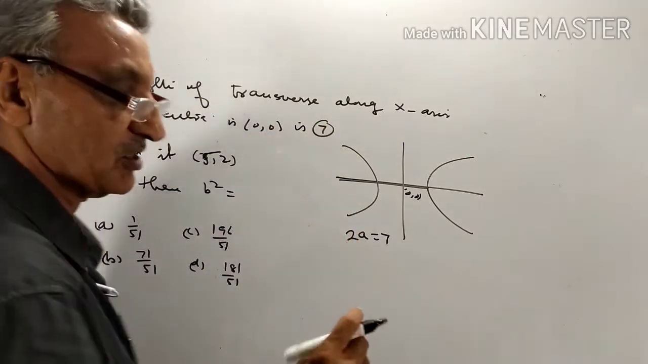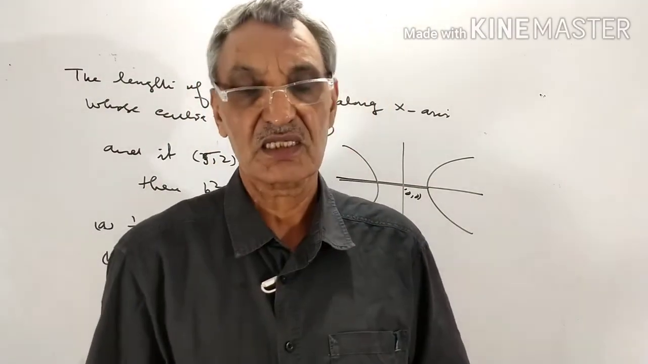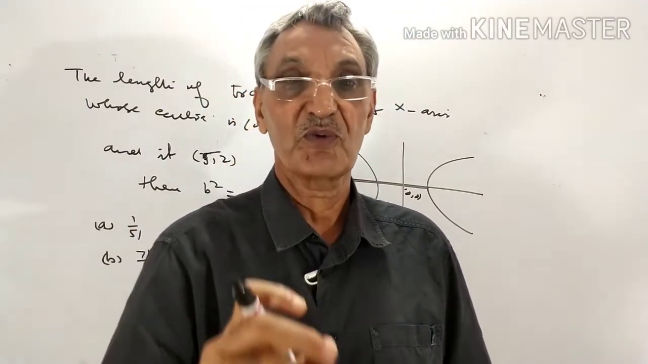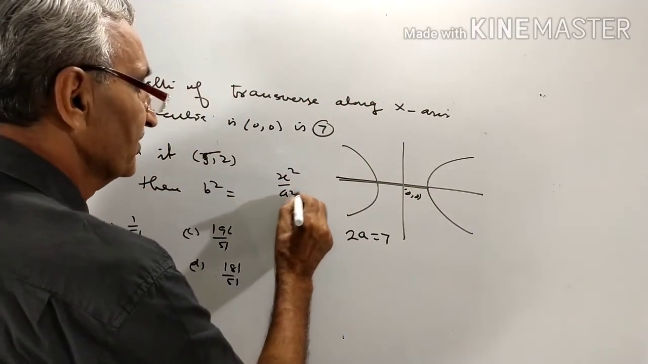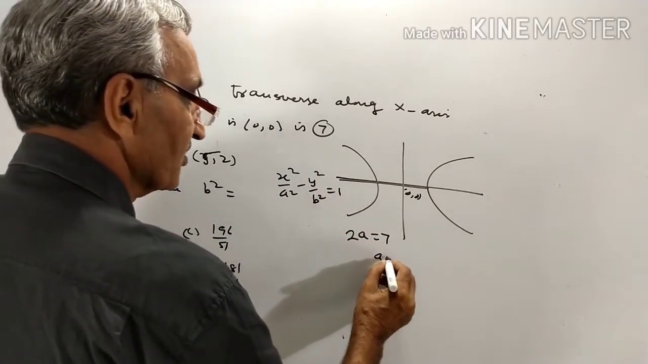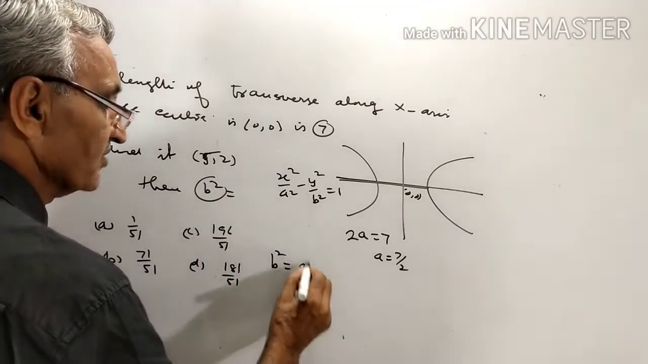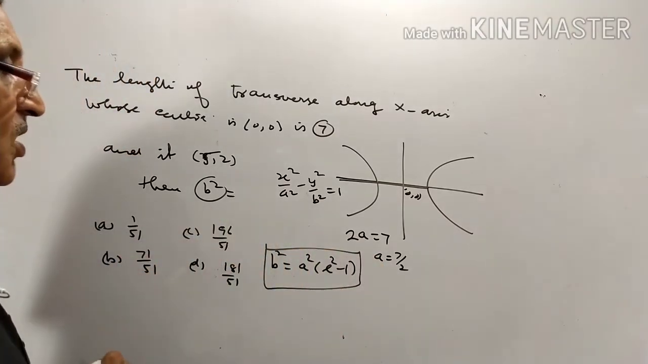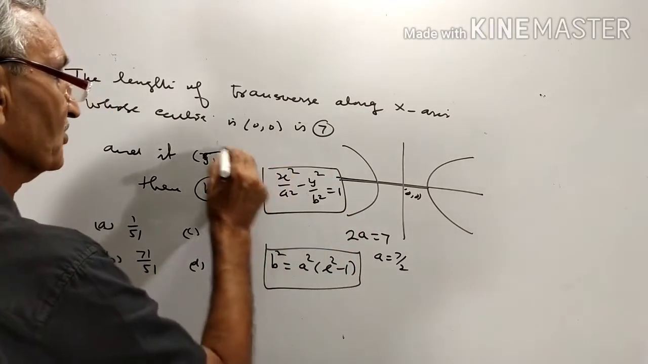Here the length of the transverse axis means 2a is equal to 7 is given, and he says that this transverse axis is along the x-axis, and he says that the center of this hyperbola is the origin. So friend, I must consider the equation of this nature. a is given to us, a is equal to 7 by 2. Well, I have to find out the b square. b square is equal to a square into e square minus 1. Well, whether I need it or not, I may draw from here. It passes through 5, 2.